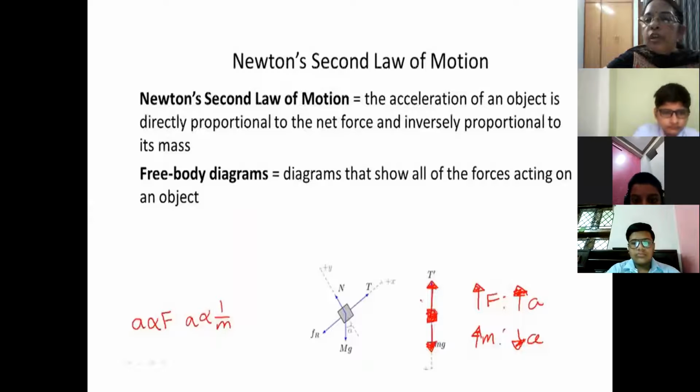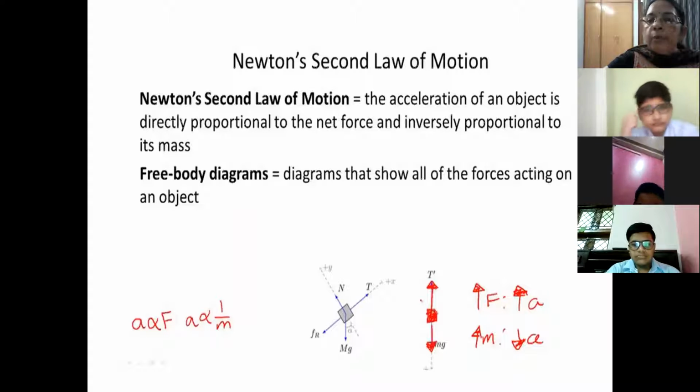Continuing with the chapter Force and Laws of Motion, we are doing Newton's second law of motion today. Newton's second law of motion states that the acceleration of an object is directly proportional to the net force and inversely proportional to its mass. It means that if you apply more force on an object, it will accelerate more. But it is inversely proportional to mass: if the mass is more, the acceleration will be less.